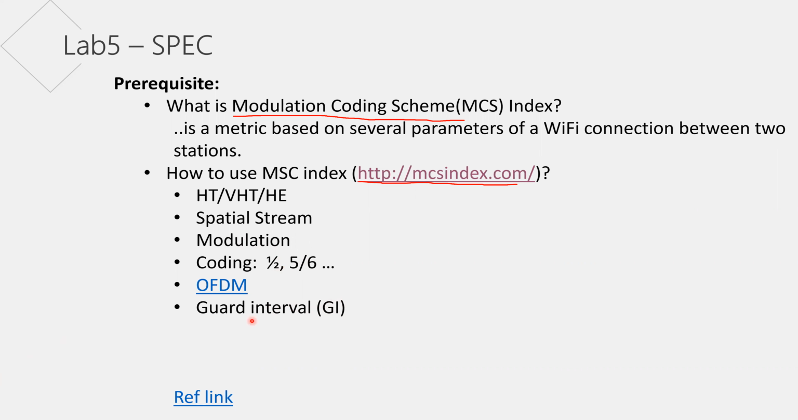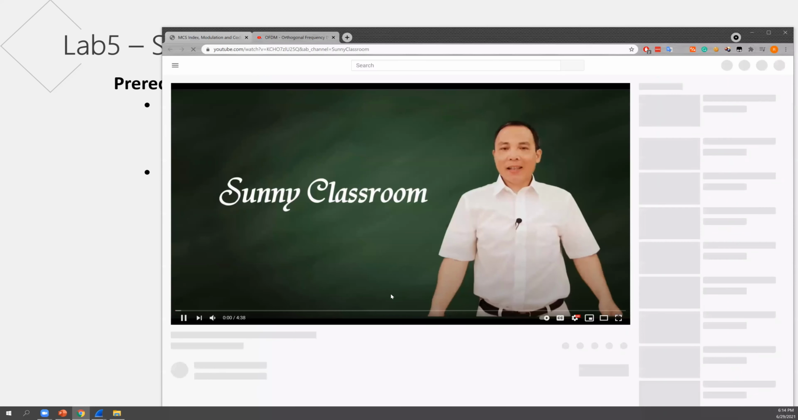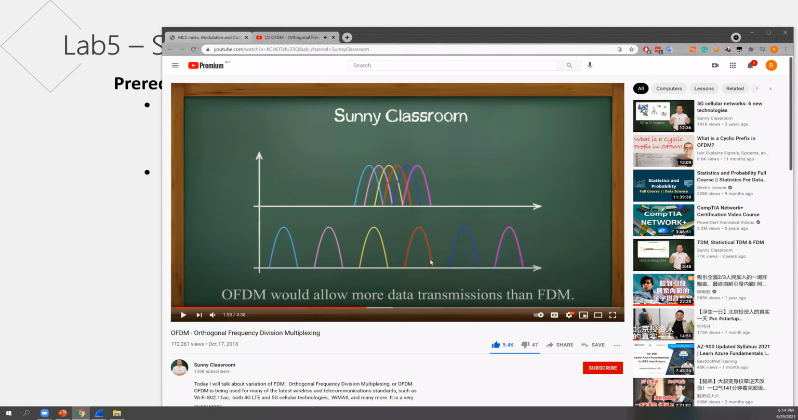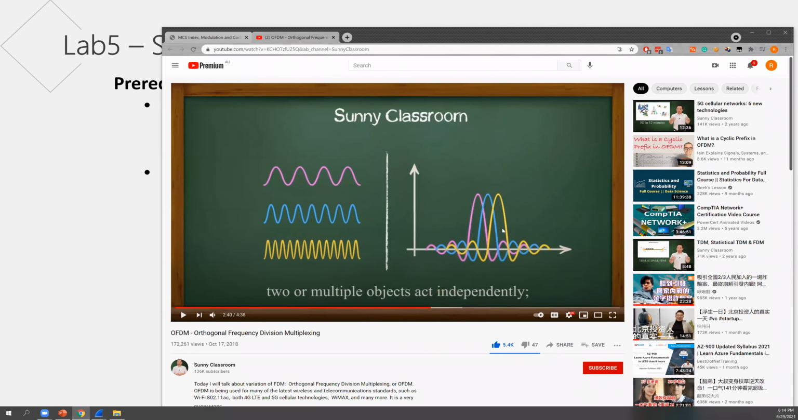And the GI, guard interval. So it's basically a very short pause between packet transmission. So maybe I should click this link because I put a video here. Yeah, but we are not going to have a look at this video because it just repeats what is OFDM. I just want to show you what is GI.